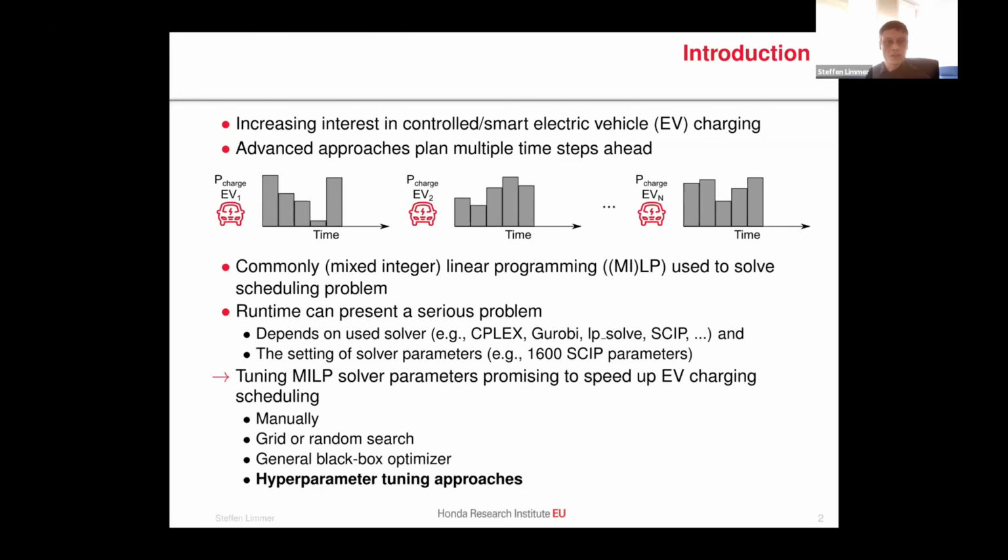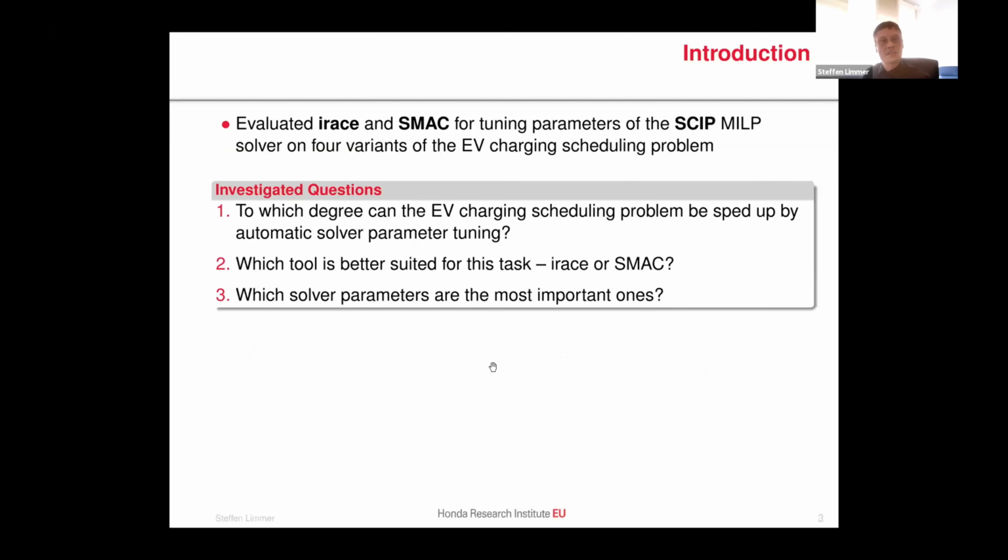Tuning the parameters manually or with a simple approach like grid or random search is not very efficient. One could use a general black box optimizer like CMA-ES, but there are also hyperparameter tuning approaches which are specialized for this task, and that's what we investigated. More precisely, we evaluated the two popular hyperparameter tuning approaches, irace and SMAC, for tuning the parameters of the SCIP solver on 4 variants of the EV charging scheduling problem in order to investigate the following questions.